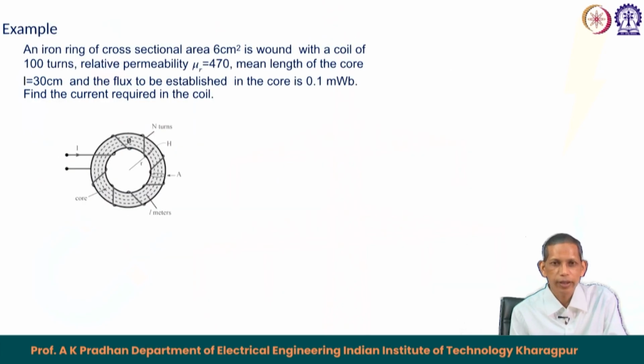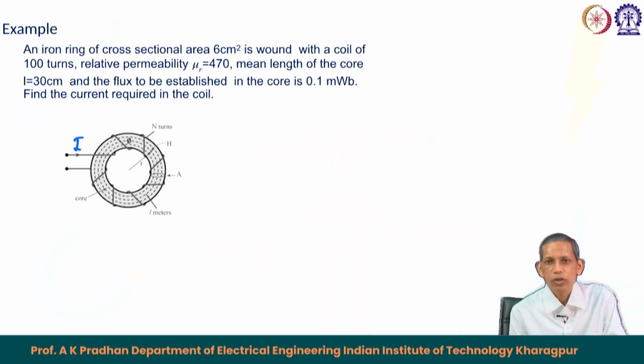Let us take an example now. In this case we have an iron ring with a circular cross section, and a current I flowing through this coil, which is uniformly wound across it and has n number of turns.